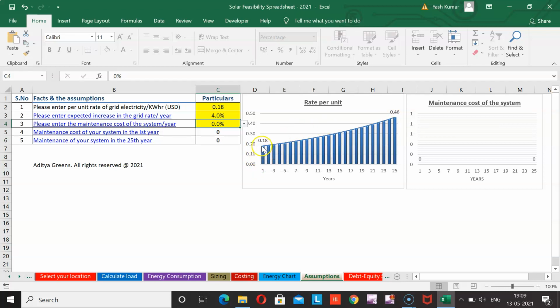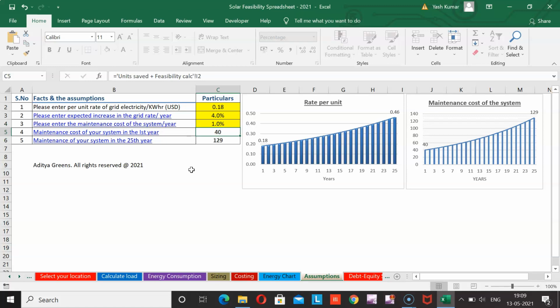This shows how grid electricity rates are going to increase over a period of time in the future. And the maintenance cost of the system. As my system is a grid-tied system without battery backup, my maintenance cost would be less because solar panels require little maintenance, like cleaning, checking of connections, etc. So in that case, my maintenance cost would be say 1% of the total cost of the system. So I will write 1%.